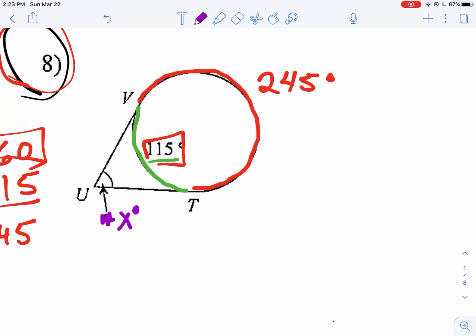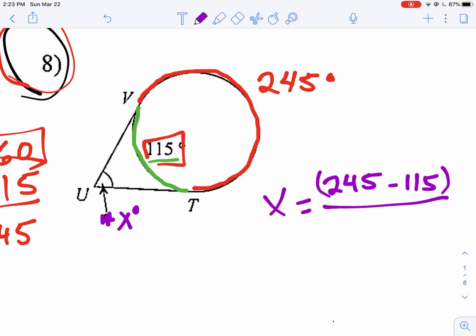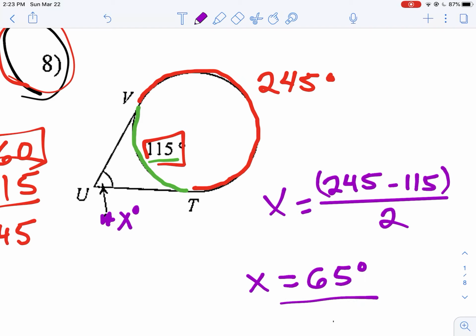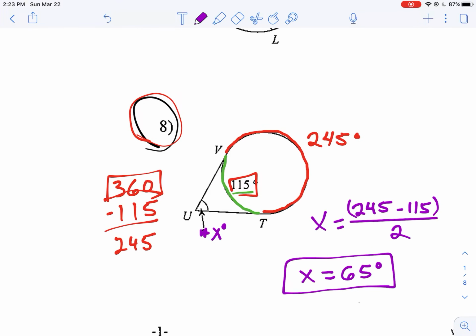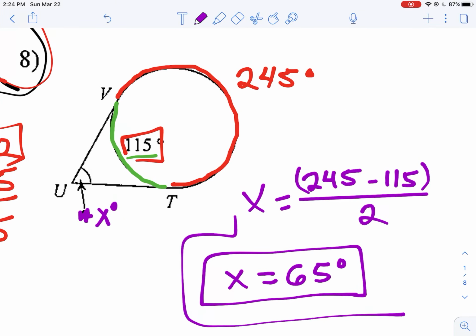All right, back to it. The angle, always start with the angle. X equals big arc, which we now found is 245, minus small arc is 115, divided by 2. Calculator, subtract first, then divide by 2. Your final answer should be x equals 65 degrees. Okay, boom, done. Okay, so I need to see at least this.